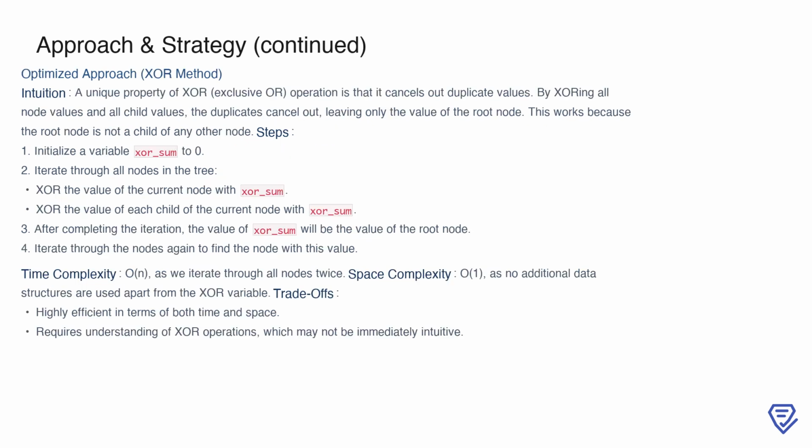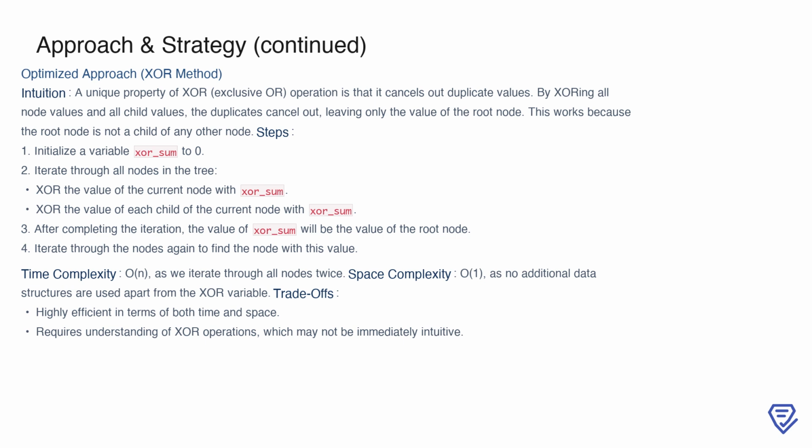Now, let's move on to an optimized approach that leverages the XOR operation. XOR has a unique property: it cancels out duplicates, which makes it perfect for identifying the root node. Here's the intuition: if we XOR all the node values and all the child values in the tree, the duplicates will cancel each other out, leaving only the value of the root node. This works because the root node is never referenced as a child and thus has no duplicate. To implement this method, we start by initializing a variable XOR_sum to 0.